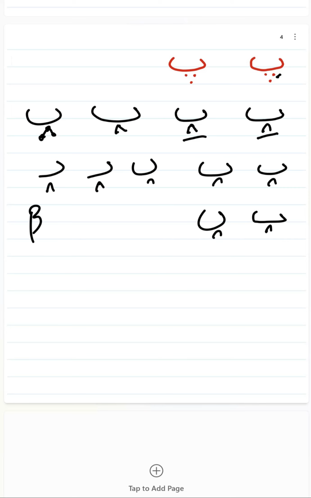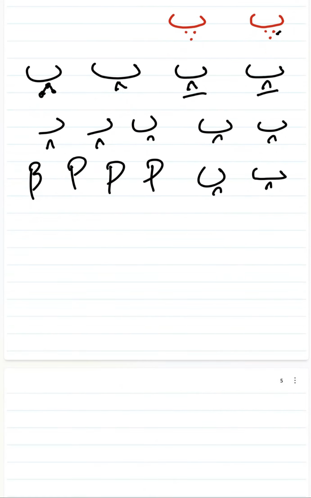Just like your P, B, and P in English, different handwriting. So when you see these somewhere else written in a different way, don't panic. Don't think you've learned the wrong way. You haven't. It's just your writing and somebody else's. That's what the difference is, okay?